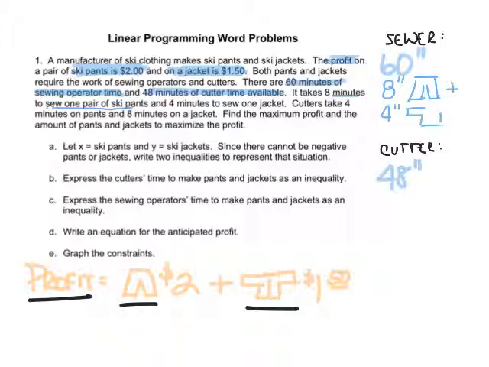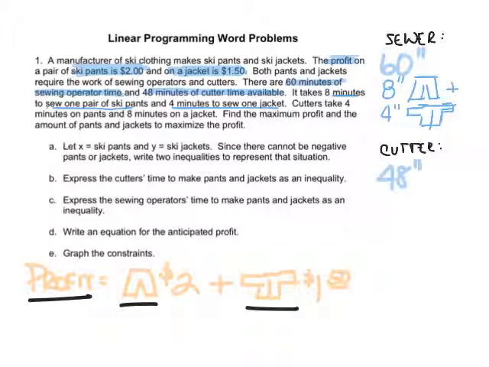I really wish there was some way that I could write this without having to draw a jacket and a pair of pants every single time. That would just be really lovely. Maybe I'll think of something here in a minute. All right. So let's make this jacket look a little bit more believable. There we go. Zipper goes up the front. All right. So that's 4 minutes to sew one jacket.